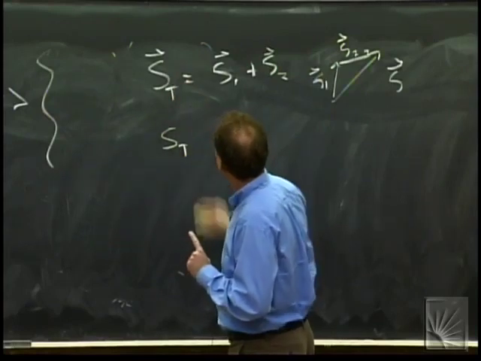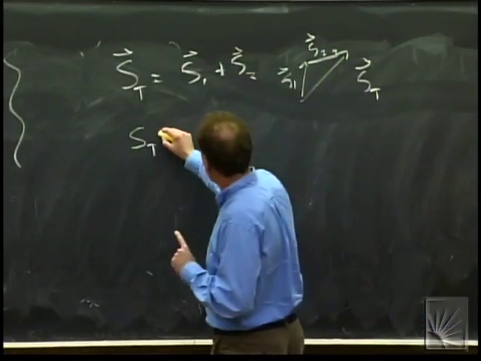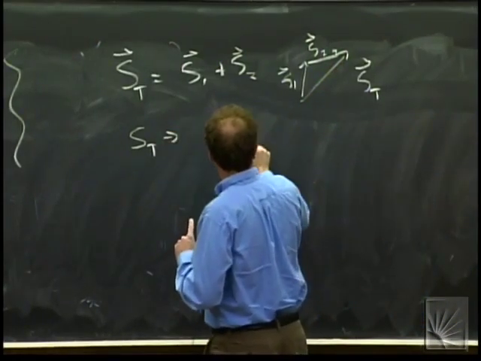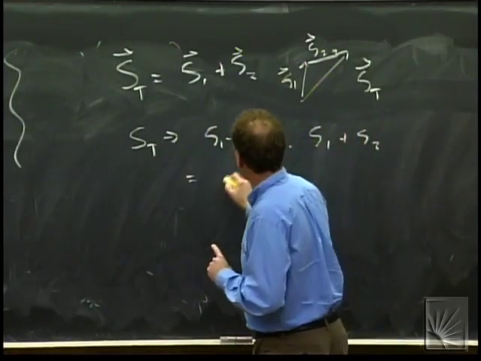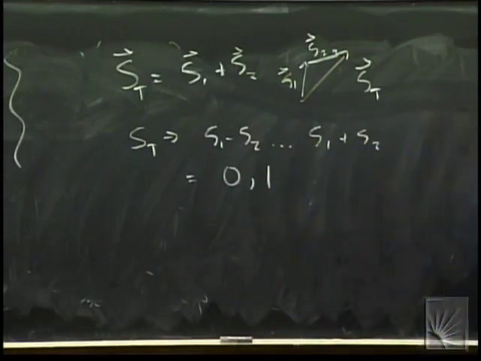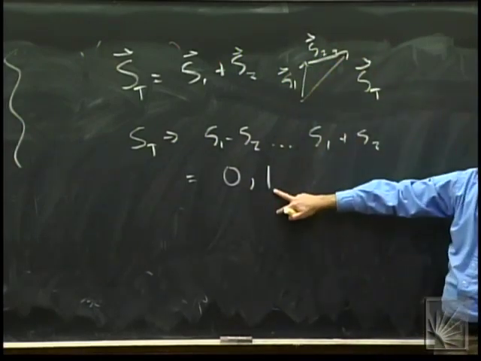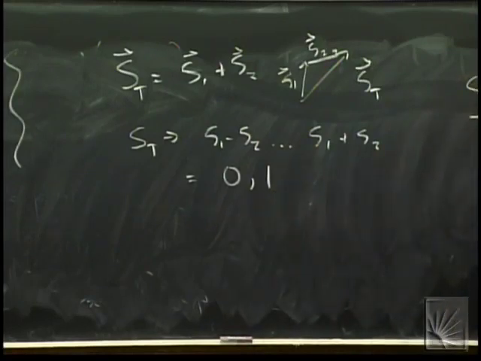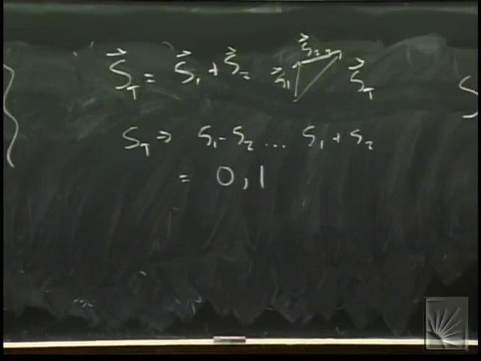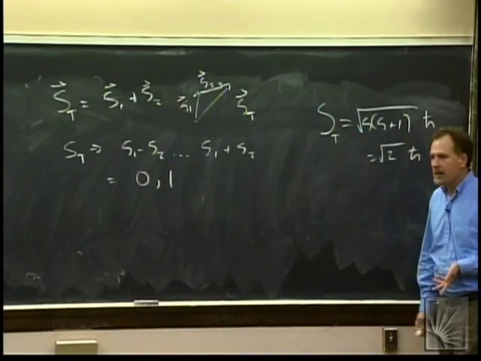Let me write a T there, for total, which can be S1 minus S2 up to S1 plus S2, which in this case is equal to 0 or 1. Right? So remember I had all those notions. So in other words, this, as drawn, would be the S total equals 1 state. The value of angular momentum, capital ST, is the square root of s times s plus 1, and this is just a reminder, would be root 2 h bar, et cetera. Okay?